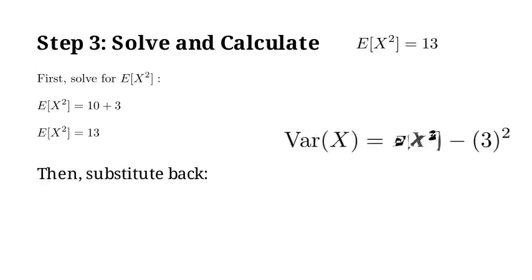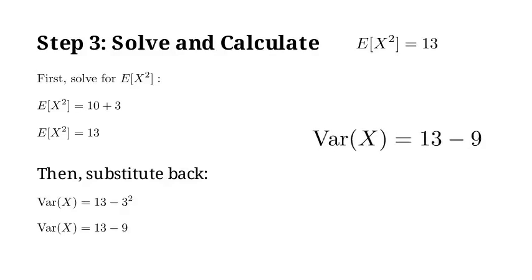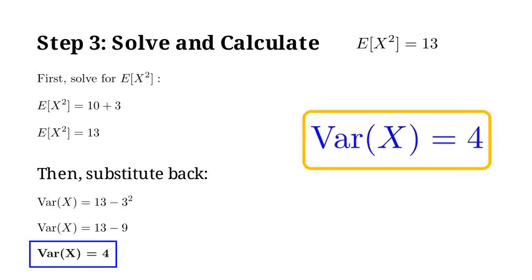Now, let's plug everything back into our main variance formula. Variance of x equals 13 minus 3 squared. That's 13 minus 9, which gives us our final answer, 4. And there you have it. The variance of x is 4.